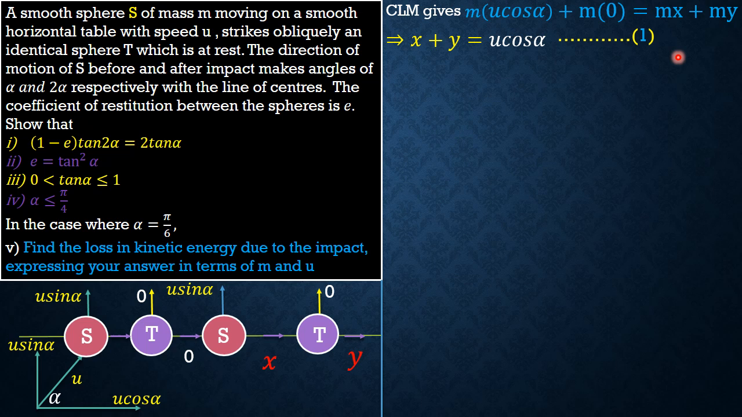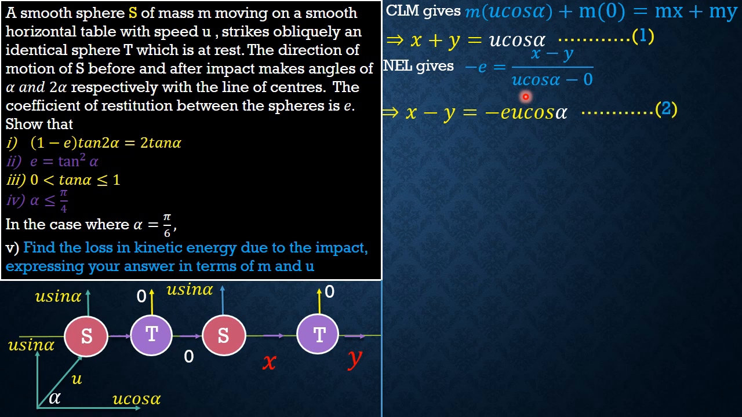Then, guys, Newton's experimental law of restitution gives us the formula: negative e equals the difference in their final speeds over the difference in their initial velocities. Simplifying, we are therefore going to have x minus y equals negative e u cos alpha. We can call this equation 2. So to solve, these are our two equations.